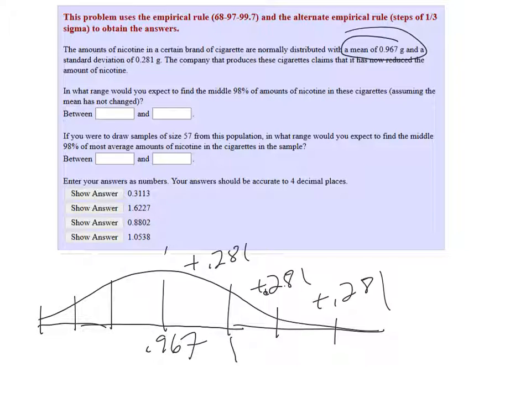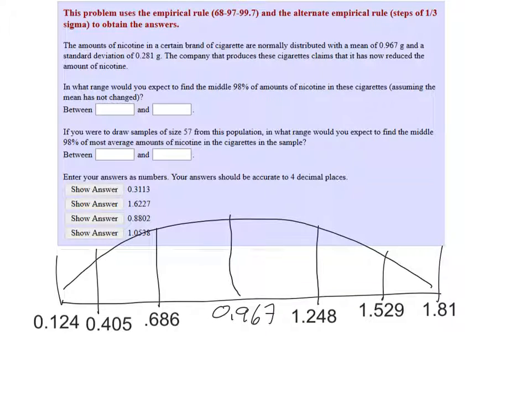So this tells me the nicotine here is going to be 1.248.